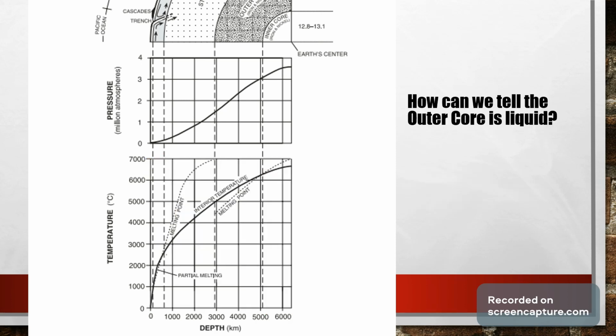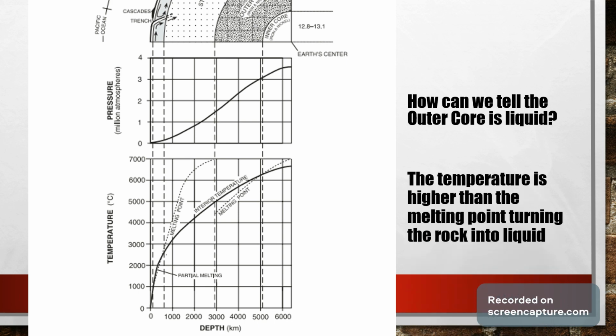Now, how can we tell the outer core is liquid? A really cool bit of information on this diagram. We can tell that the outer core is liquid by noticing that the temperature is higher than the melting point in this portion of the chart. If we look at the outer core area between its dotted lines, we can see that the black temperature line is above our melting point, telling us that these rocks have heated up enough to turn them into liquid.